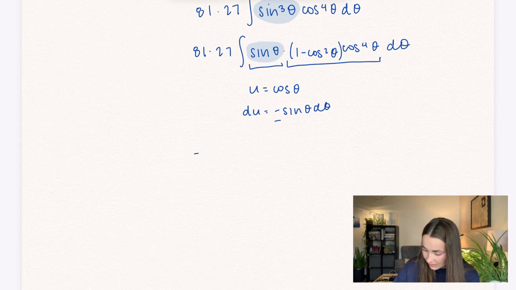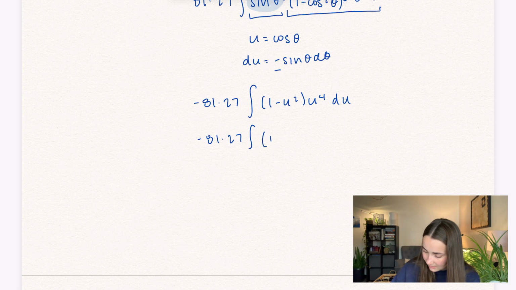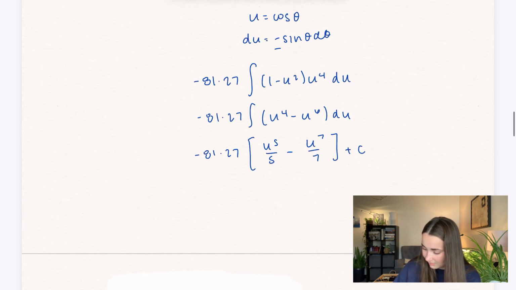We're going to have that extra negative, so we have negative 81 times 27 times, we get 1 minus u squared times u to the power of 4 times du. So let's rewrite that inside the integral. That's equal to u to the power of 4 minus u to the power of 6 du. We can, of course, take that antiderivative. So here we're going to get u to the power of 5 divided by 5 minus u to the power of 7 divided by 7 plus some constant c.